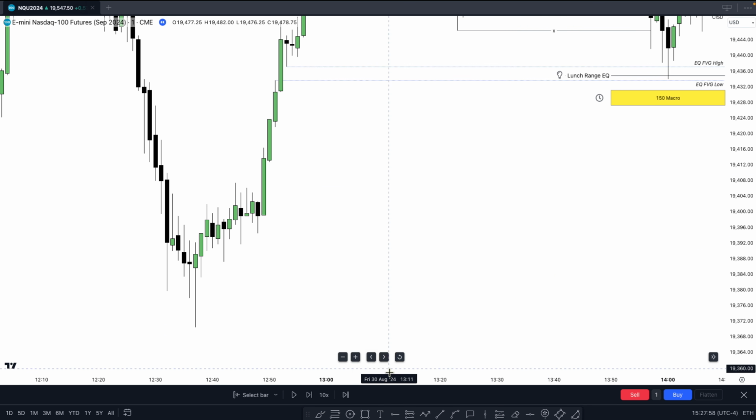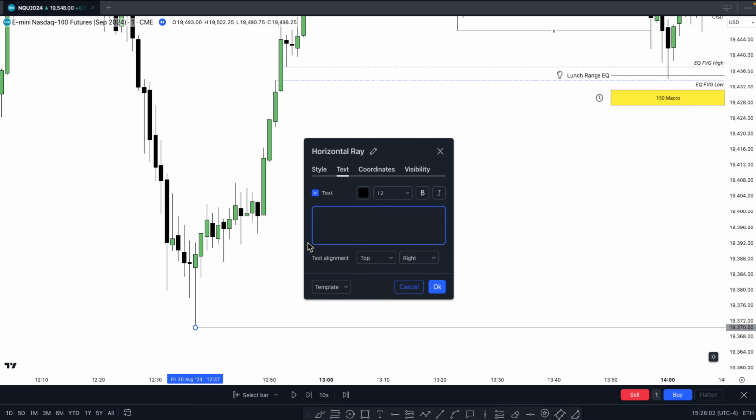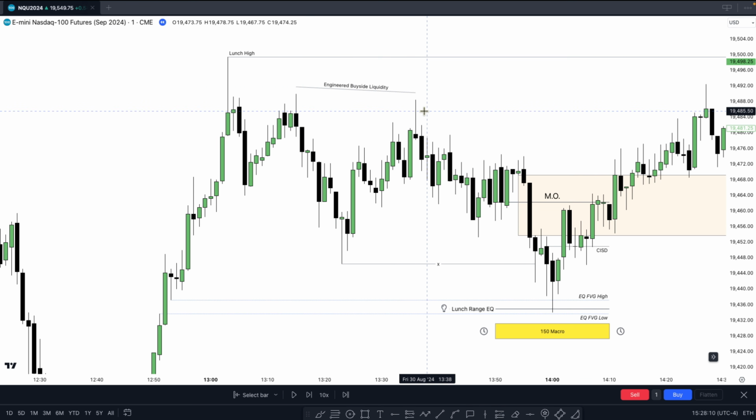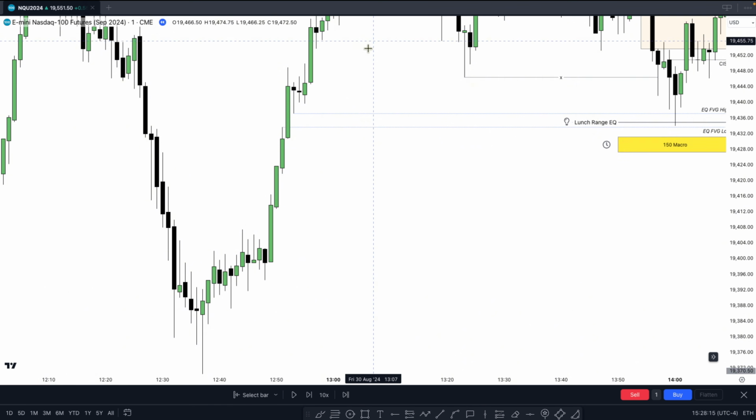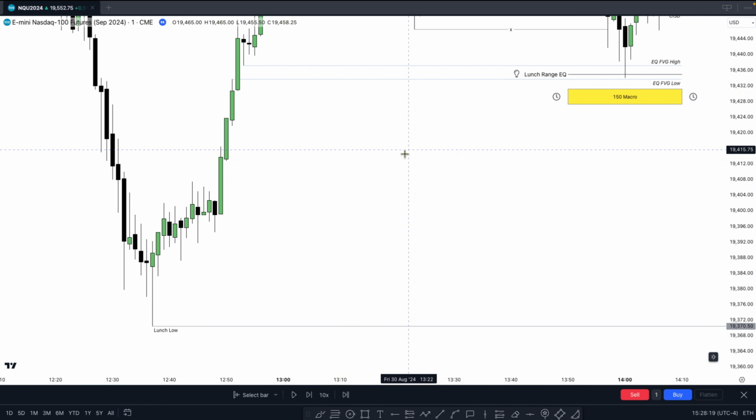So if we go all the way down here, this low formed at 12:37 is your lunch session low. Okay, so if we're looking for a delivery, like we've mentioned, to lunch high, where we also have these engineered buy side liquidity, these engineered relative equal highs, we don't want to see price get all the way down here and purge lunch low. Now, why?